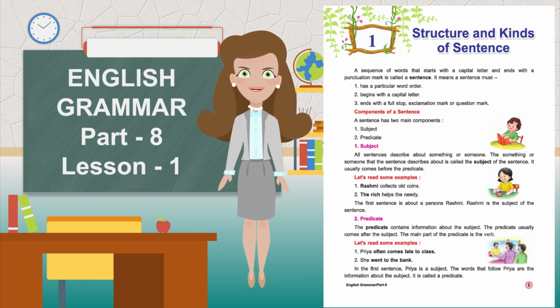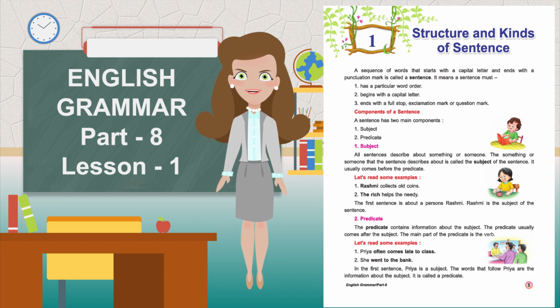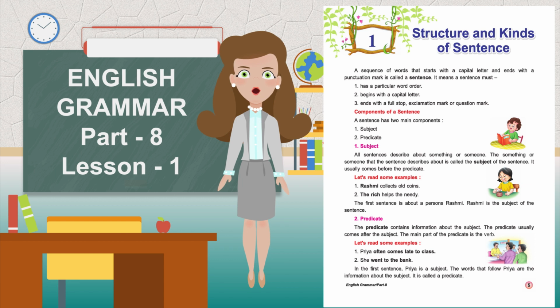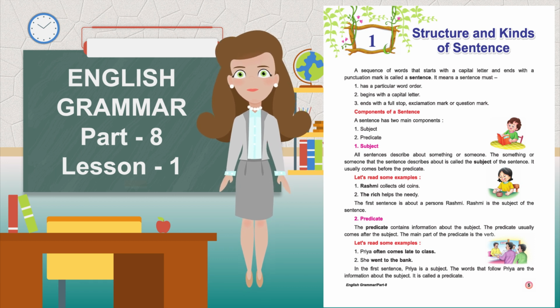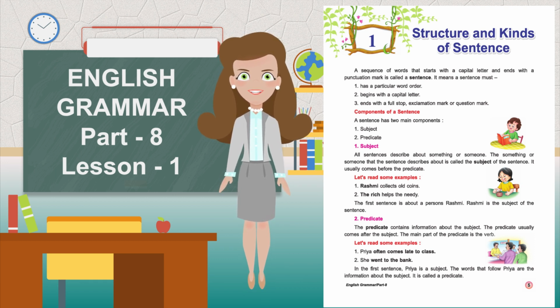The rich helps the needy. The first is about a person, Rashmi. Rashmi is the subject of the sentence. Second, predicate. Predicate contains information about the subject. The predicate usually comes after the subject. The main part of the predicate is the verb.